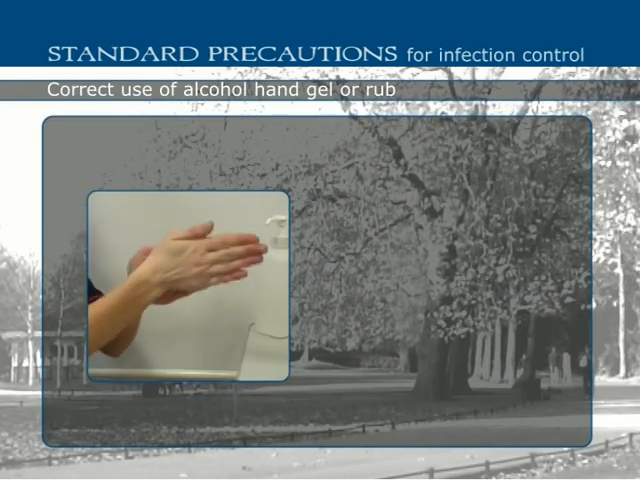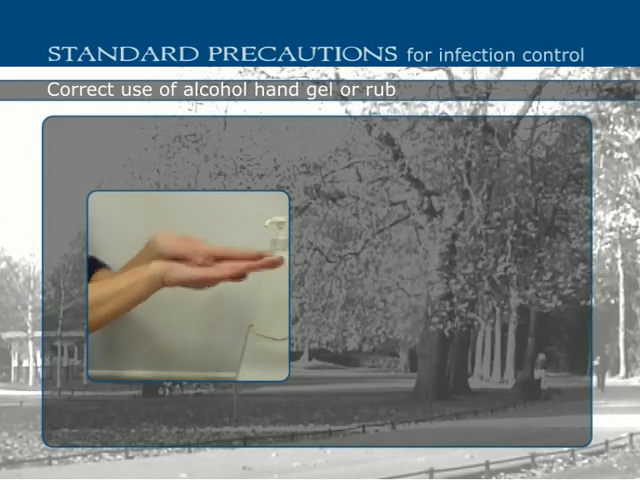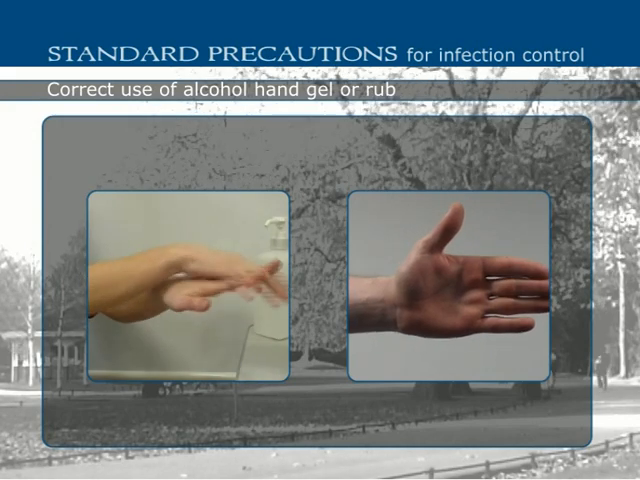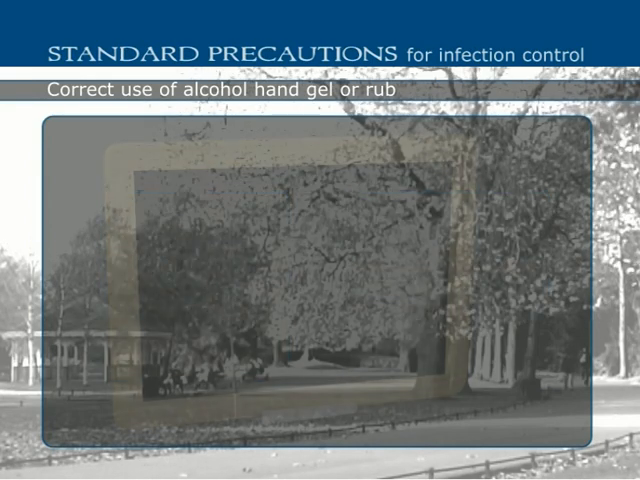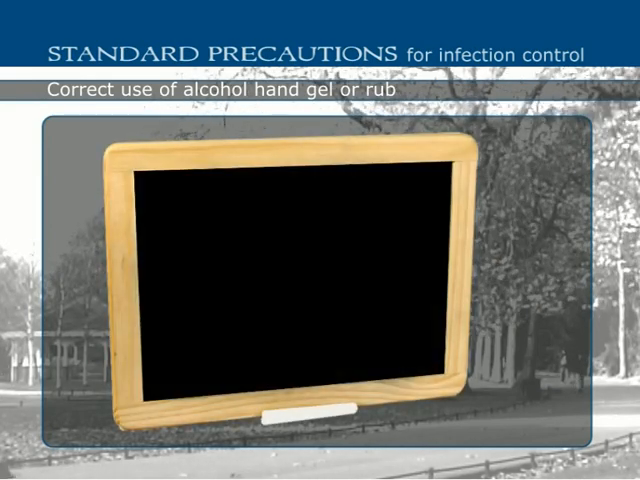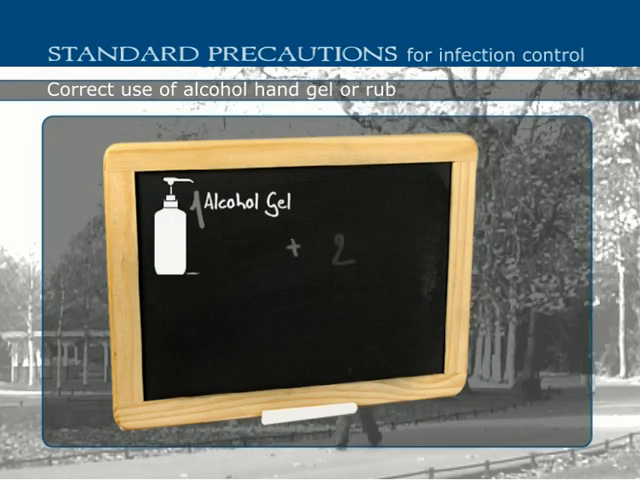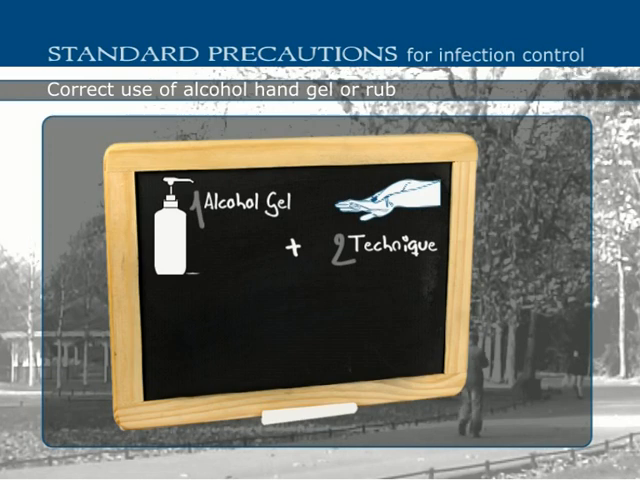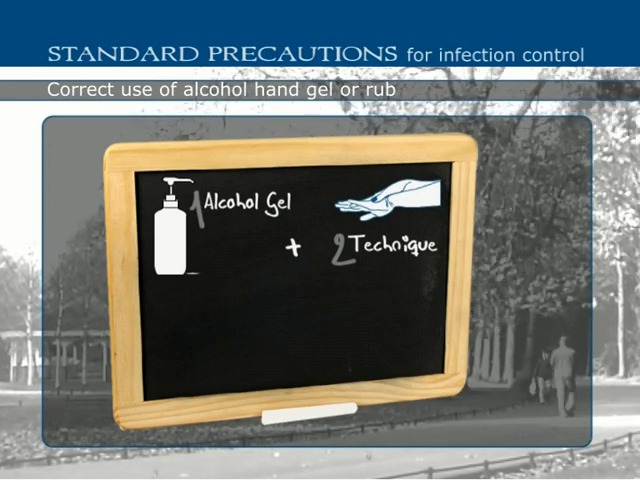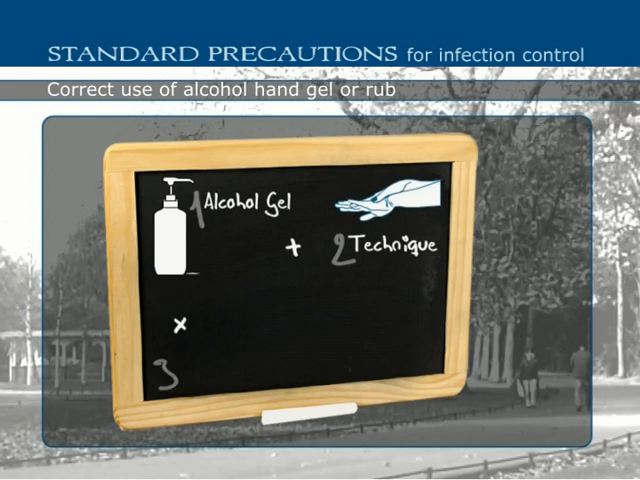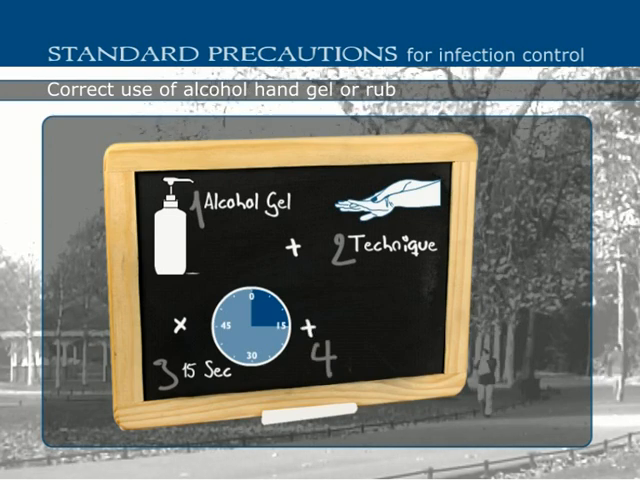Using alcohol gel or rub to clean your hands is similar to the technique used for hand washing. You must always remember that alcohol hand gel or rub can only be used when your hands are visibly clean. If you think about our formula from earlier. 1. This time you will use an alcohol hand gel or rub. 2. The technique involves a number of steps that covers the back and front of each hand, the fingers, thumbs, and the wrists. 3. You should spend a minimum of 15 seconds cleaning your hands.